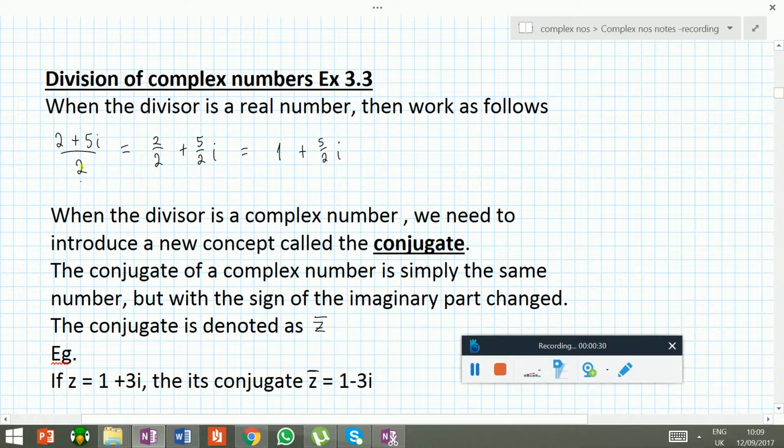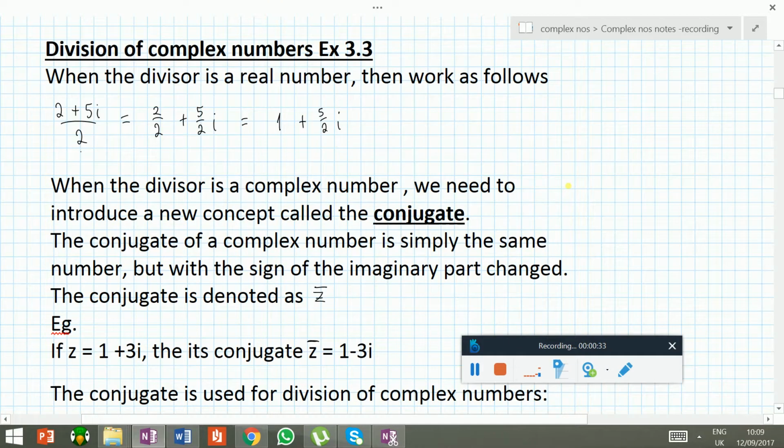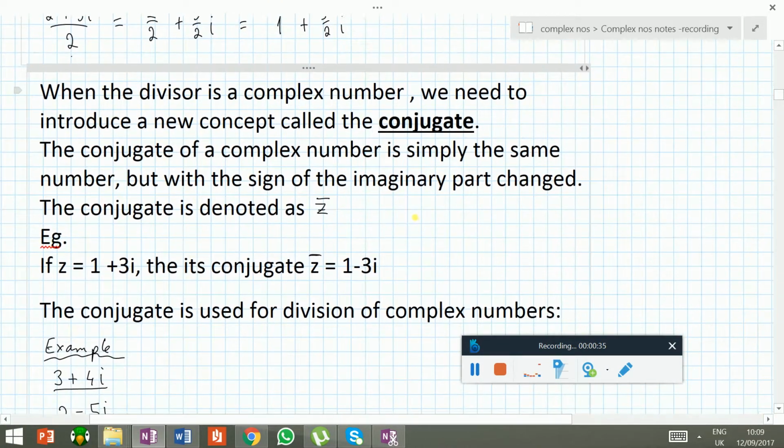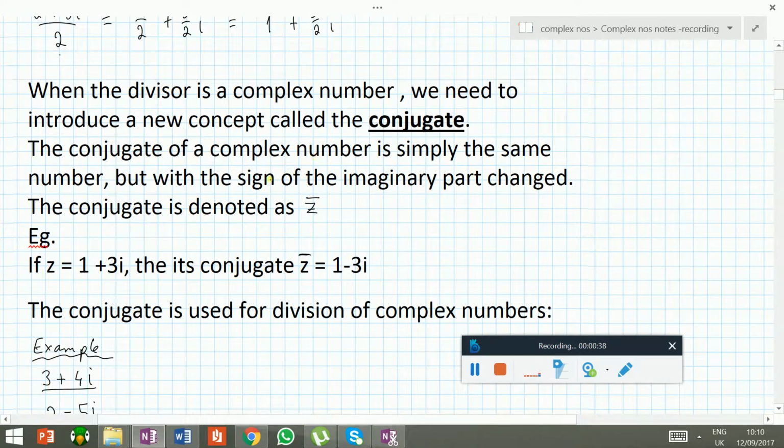Now, when the divisor, or the thing at the bottom, is a complex number, it's a little bit more tricky. So what we need to do is consider what we call the conjugate of a complex number. Let's say our complex number z is equal to 1 plus 3i. Then its conjugate, denoted z bar, is 1 minus 3i. All you do is take the imaginary part and change its sign. If it were a minus, it would become a plus, and if it's a plus, it becomes a minus, and so on.